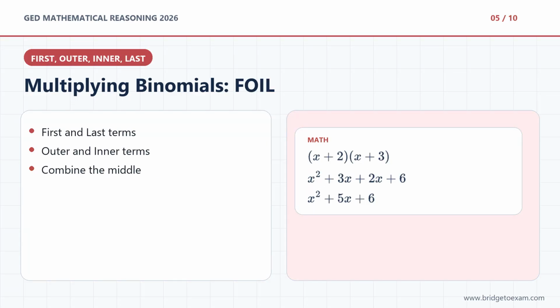To multiply two binomials, use FOIL. First, outer, inner, last. For x plus 2 times x plus 3, first gives x squared. Outer gives 3x. Inner gives 2x. Last gives 6. Combine the middle terms. 3x plus 2x is 5x. The answer is x squared plus 5x plus 6.